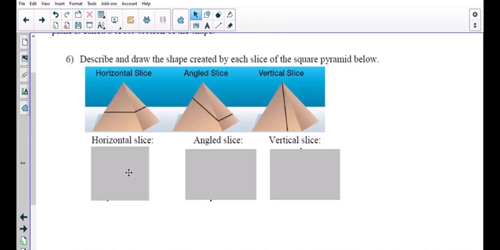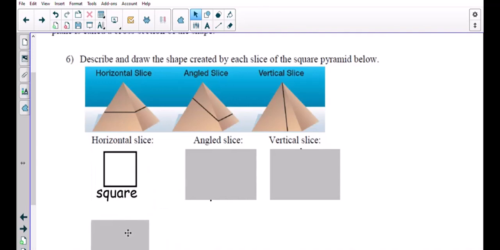What do you think we're going to see if we slice through this thing horizontally, pull off that top, and look down at what's left? What shape would you see? Again, we're talking about a two-dimensional shape. Well, we're going to see a square, so all of the sides are going to be congruent. And this is a square pyramid, which is how we know it's a square, because it specifically states that.